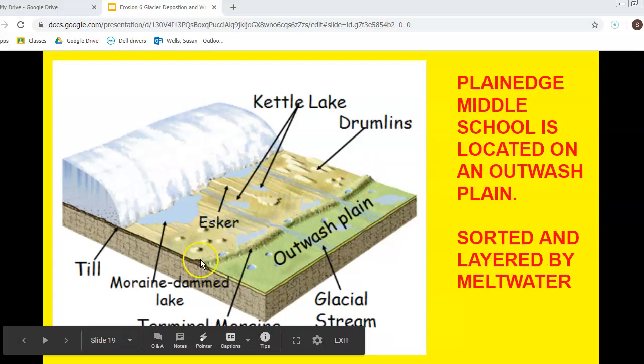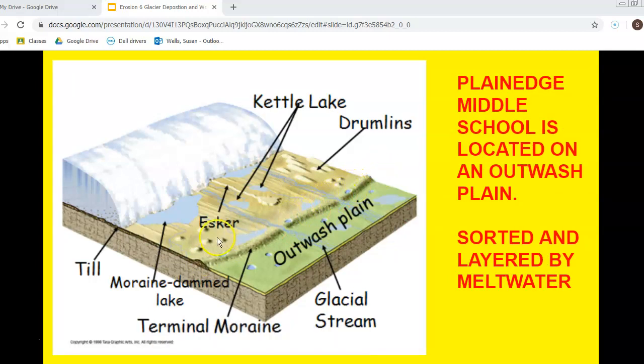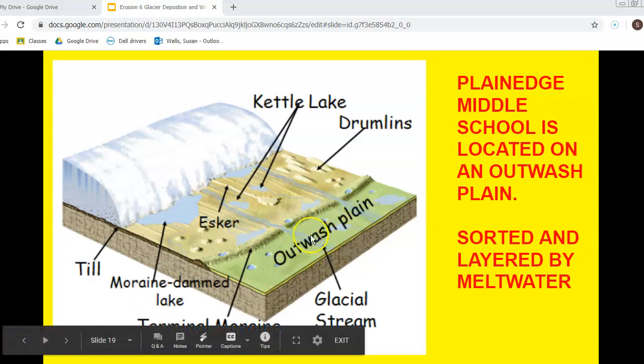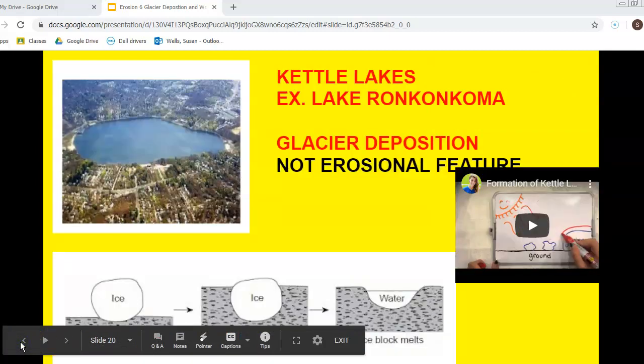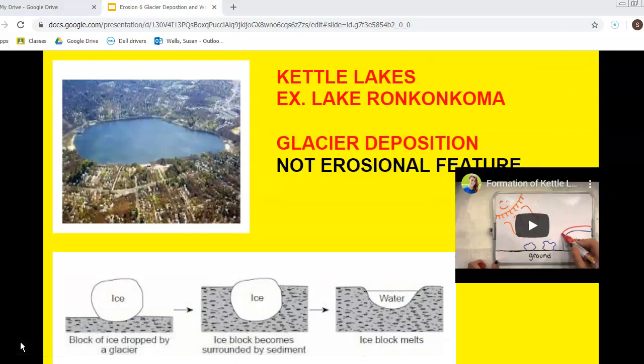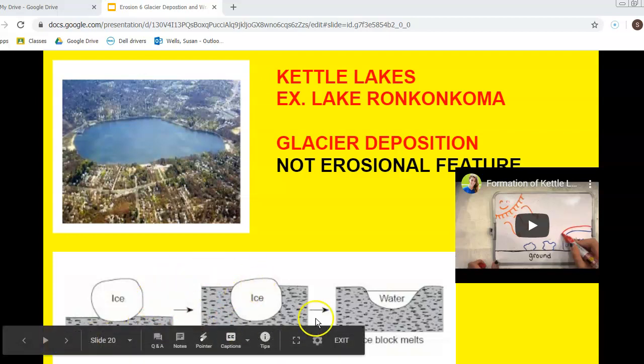So this is the terminal moraine, farthest advance of the glacier. The outwash plain is always in front of it. That's where it forms from meltwater. Plainedge Middle School is in an outwash plain. I'm showing you a picture of a kettle lake, and the diagram here shows you how it's formed.